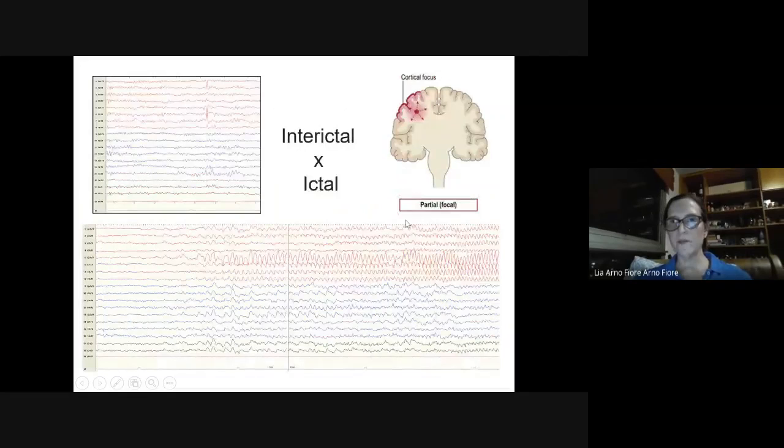And when it's focal, see, you have here a focal interictal activity. And during the seizure, this will progress, but you can see it's restricted to one side. Okay, so this is a focal seizure.